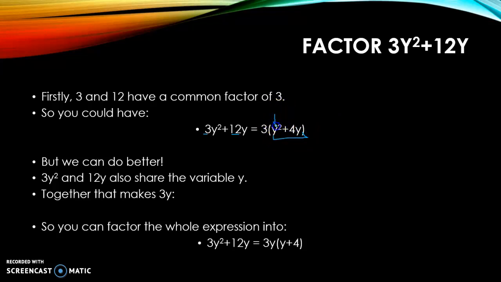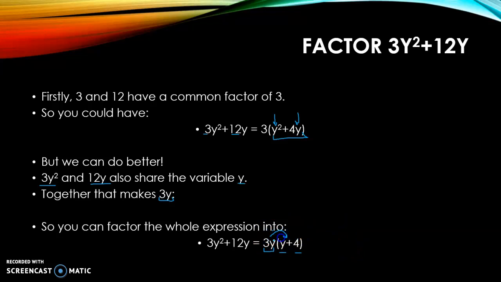And I see that this has a y term and this has a y term, so we know that we can do better. 3y squared and 12y also share the variable y. So together, they both share a 3 times a y. We can pull that out outside of our expression, and what that leaves us with is 1y in the first term and a 4 that was originally in that second term.